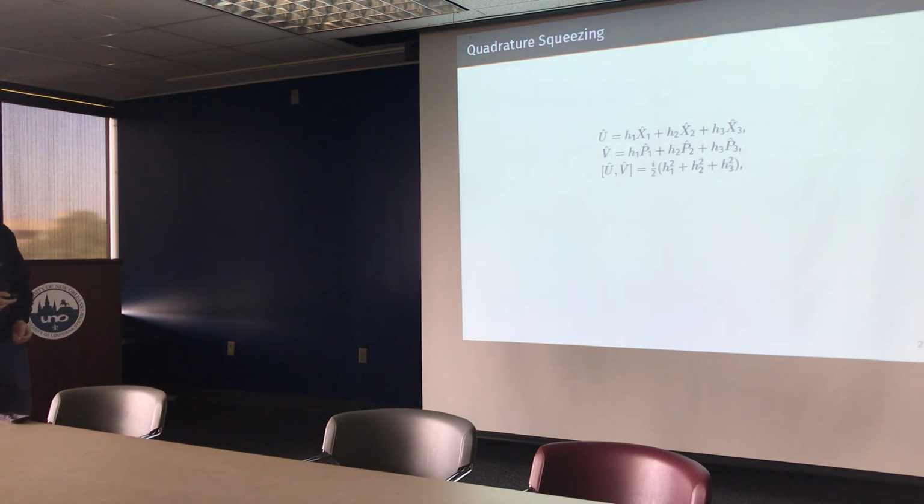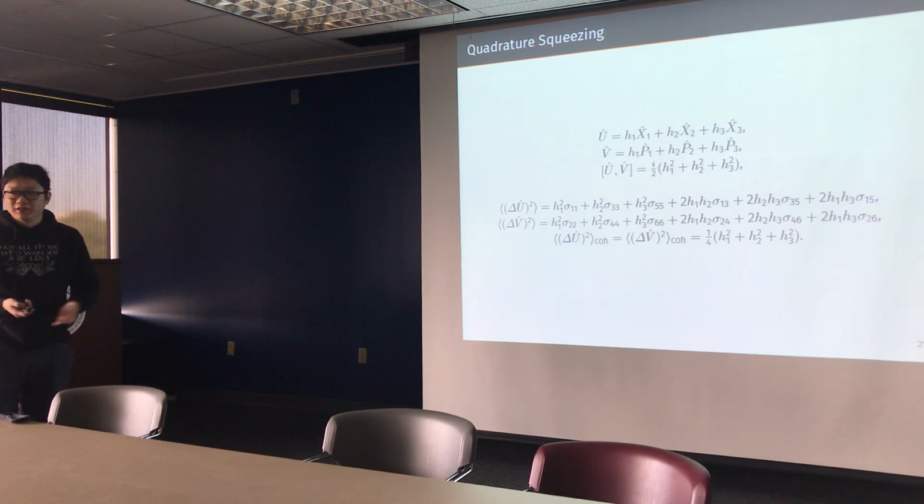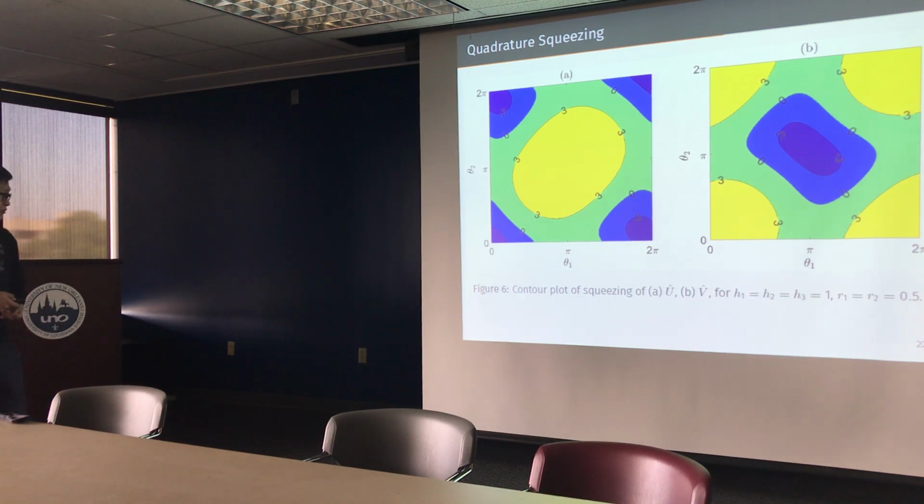So now I'm looking at quadrature operators in this form, where the h's, h1, h2, and h3 are real numbers, and the u and v operators are just linear combinations of all the quadrature operators. So the variance of u and v can be written in terms of elements in the covariance matrix, and the standard noise limit is that. So you can make contour plots. So here is the contour plot of the squeezing of u and v for all three h's equal to 1 and a symmetric R1 and R2.